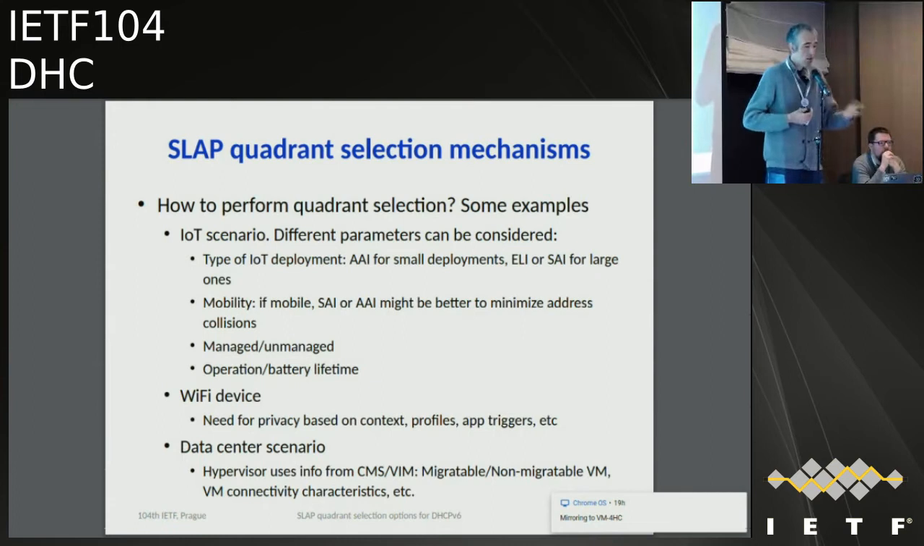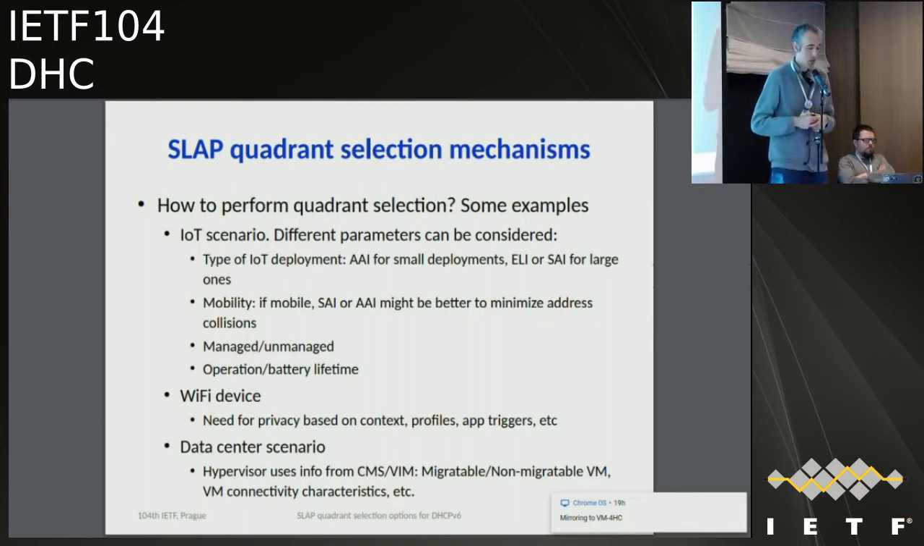Well, for example, we take the IoT scenario. The client or the network combined with the client may use different parameters to guess the best quadrant. For example, the type of IoT deployment, if it's a small one or a large one, if the device is going to be moving or not, if the device is managed or unmanaged, if the device is on battery or not. Depending on this, there may be different scenarios.